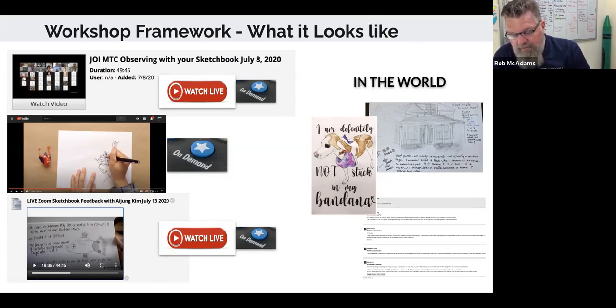I love the dog. I'm definitely not stuck in my bandana, said the 3-legged dog. And the house, just combining visuals and text.